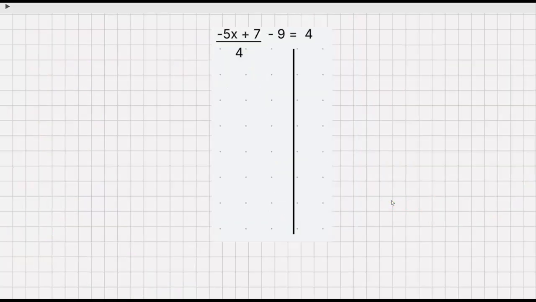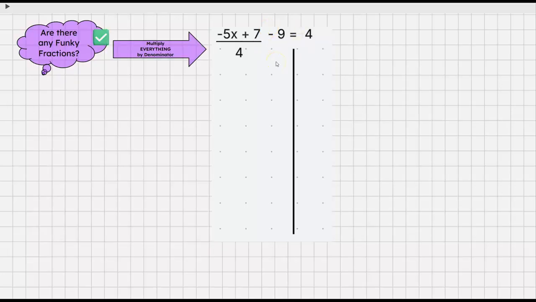Negative 5x plus 7 divided by 4 minus 9 equals 4. Are there any funky fractions? Yes, there are. But we also have this negative 9. So we need to make sure when we multiply everything by the denominator, including that negative 9 and the 4. So when we multiply this by the denominator, we're just going to be left with negative 5x plus 7. And then negative 9 times 4 is negative 36, and 4 times 4 is 16.